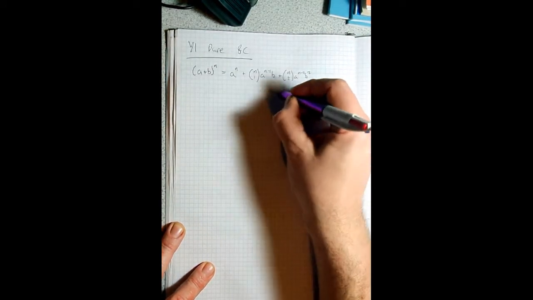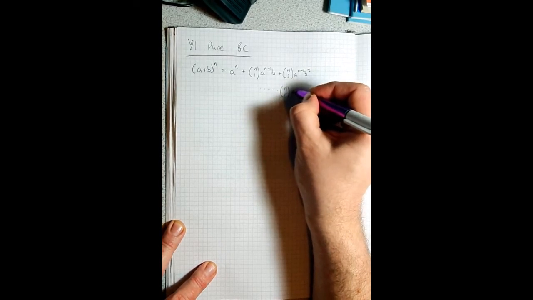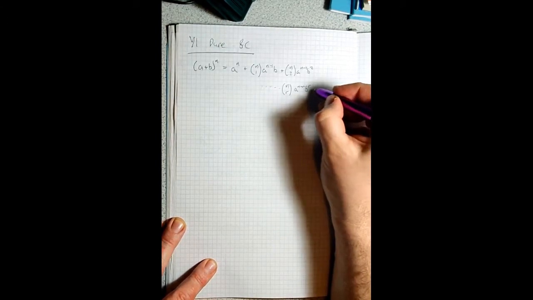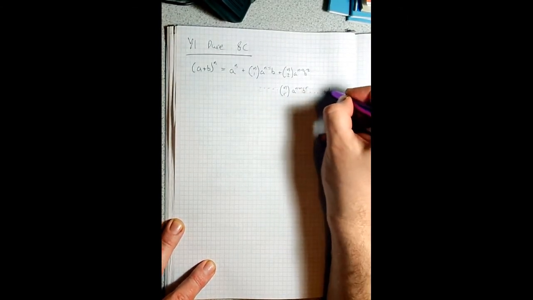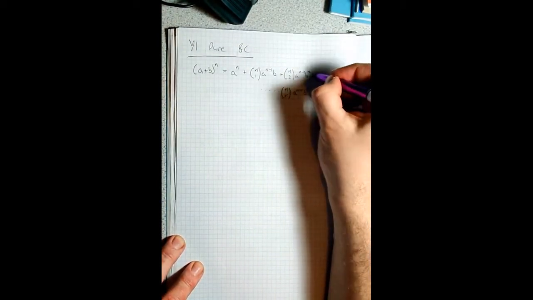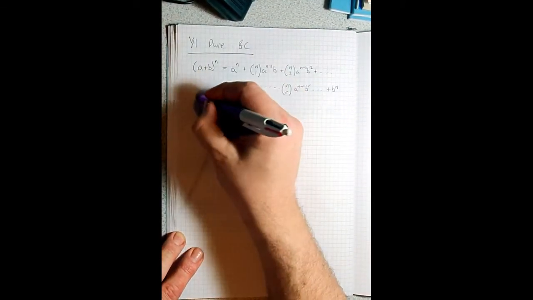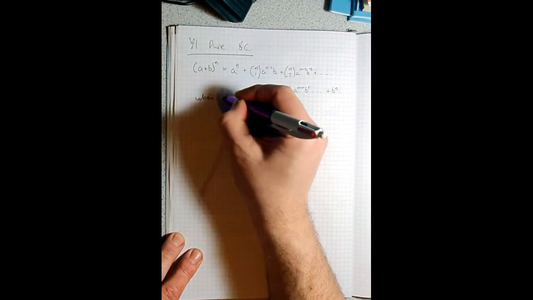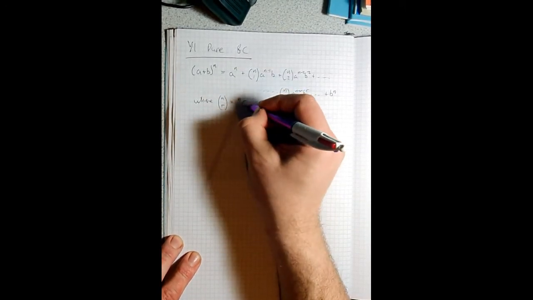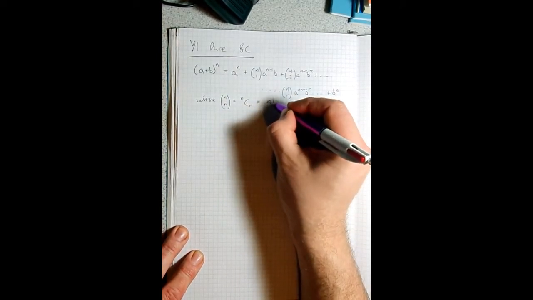Dot dot dot, n r, dot dot dot plus b to the n. Now the dot dot dot means obviously there might be some more terms in between. Where n r is nCr, which is given by the formula.